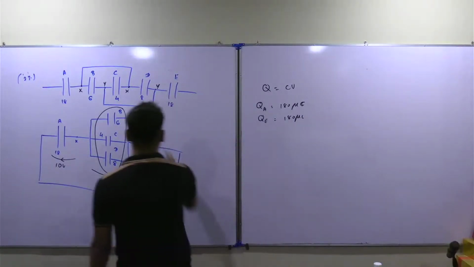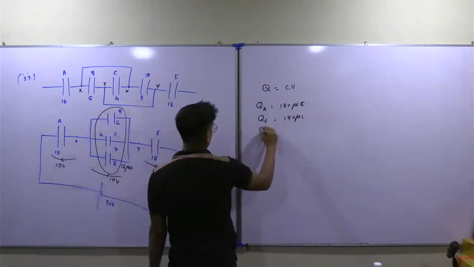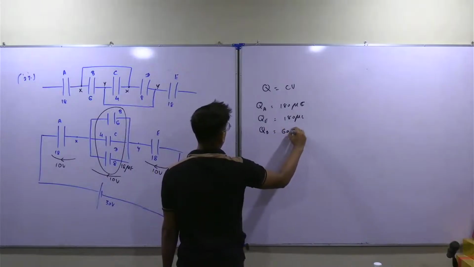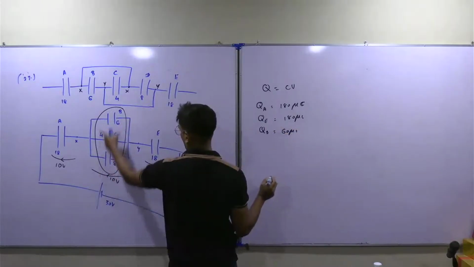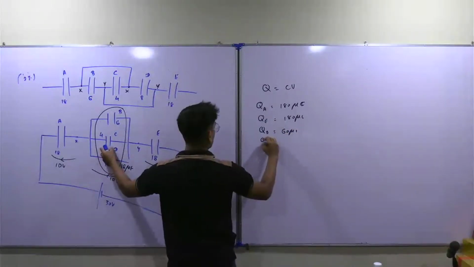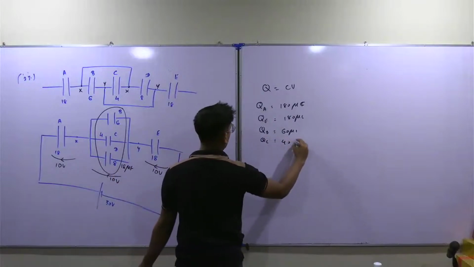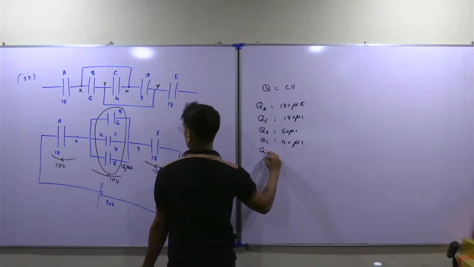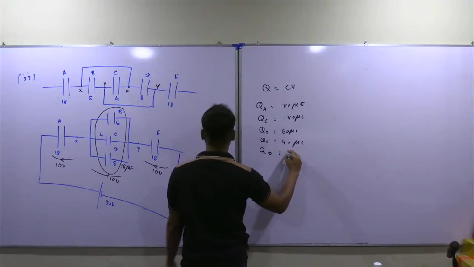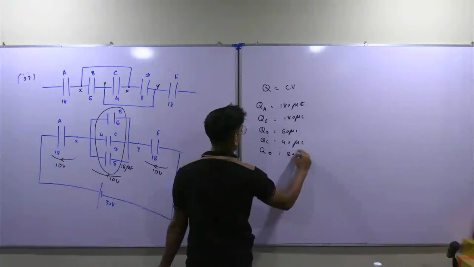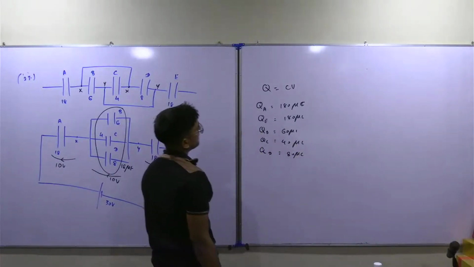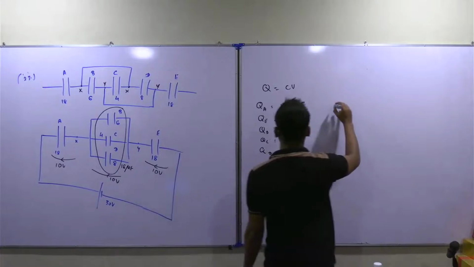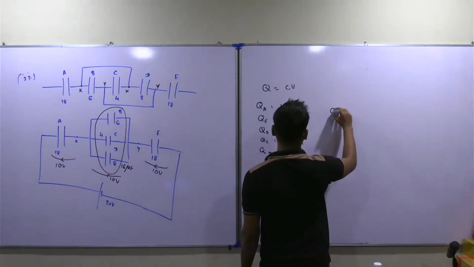So the charge stored in B, how much? 60. Charge stored on B is 60 microcoulomb, 6 times the potential difference 10. Charge stored on C, that is 4 times 10, 40 microcoulomb. Charge stored on D, that is how much? 80 microcoulomb. So when you arrange these, you have these 5 capacitors.